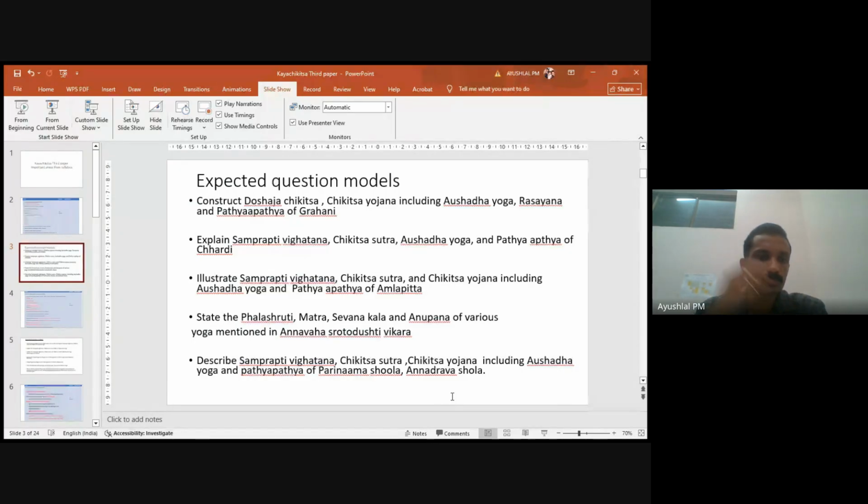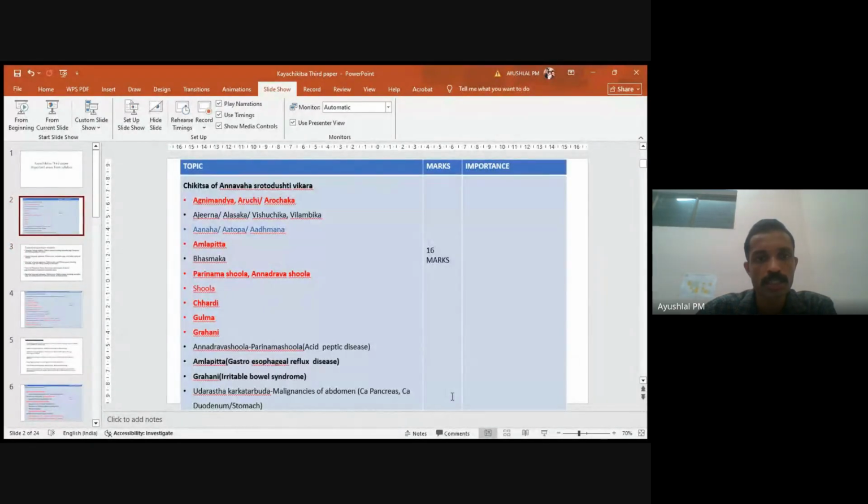So I think, as I have discussed, Atmandya, Aruchi, and Rojaga is important. Then Amla Pitta Chikitsa. You should study Amla Pitta Chikitsa properly: Parinama Shula and Anandrava Shula, both symptoms, the difference between Parinama Shula and Anandrava Shula, and Samprapti Vikatana.